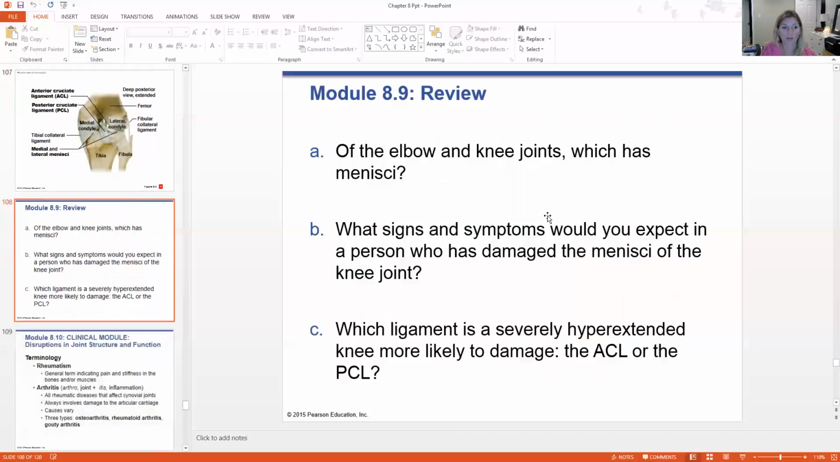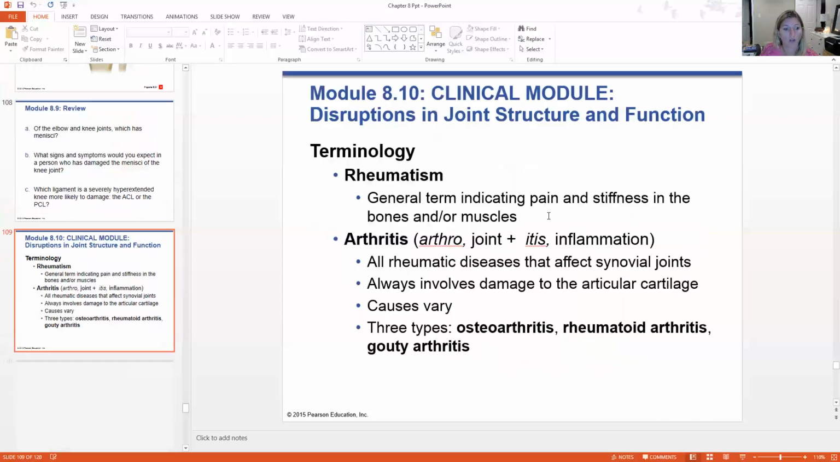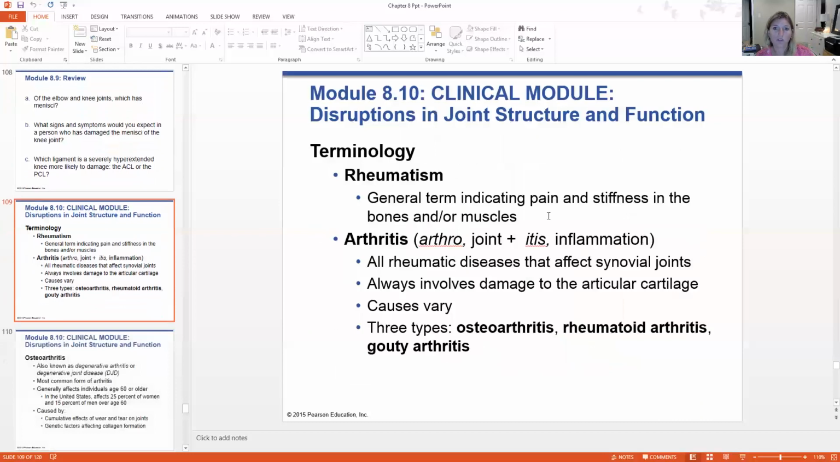And you can pause here, go back and answer these questions. We're going to get a little bit into clinical terms here. Rheumatism, that's just that general aching and stiffness as you get older, when you wake up in the morning, you're like, ah. At least I am, and I'm not even that old, but it happens. It's called rheumatism, the general term for pain and stiffness.